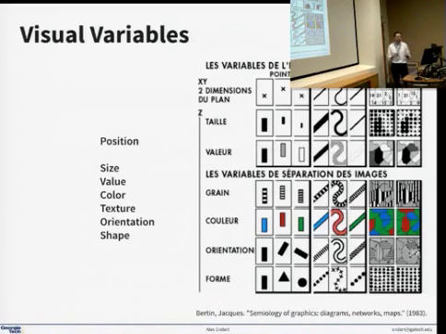Things like position, right? Where in space do you map things to? Things like size. How big do I make an object? And what value do I map to the size? Things like color and the way that we can perceive color in different ways. Texture. You can make things more or less shaded. Orientation, right? You can start to rotate things to mean something. And then form. You can give them a different shape, right? Triangles, squares, circles, things like that.